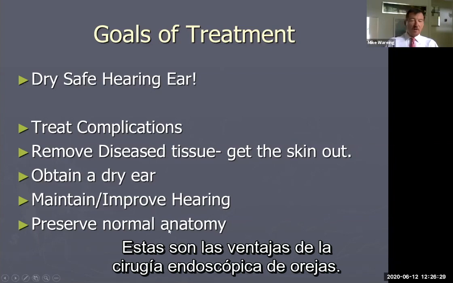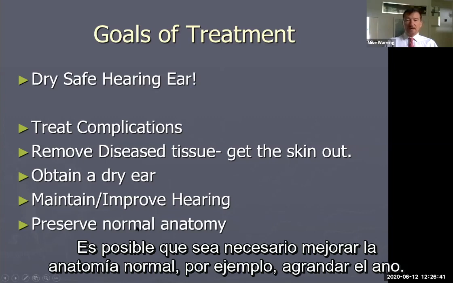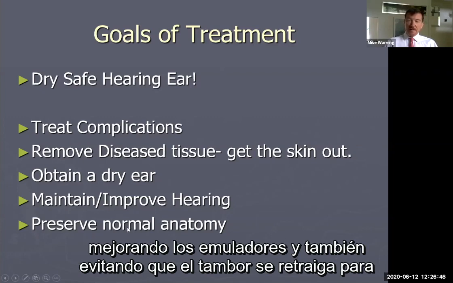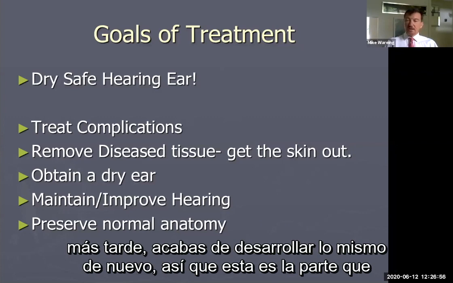I mean, this is one of the advantages of endoscopic ear surgery, is it does tend to preserve the normal anatomy, and you can look around corners. But sometimes some of the normal anatomy may need to be improved. So, for example, making the meatus bigger, improving the meatus, and also preventing the drum from retracting back. Otherwise you're doing your nice operation, but building a house on sand, and essentially a year later, you've just developed the same thing again.